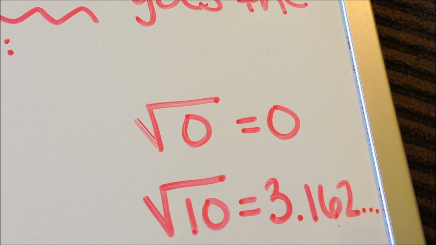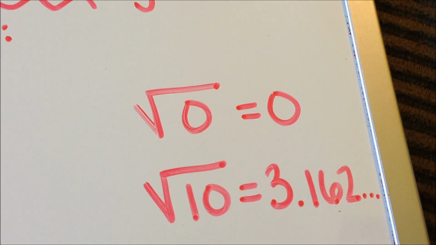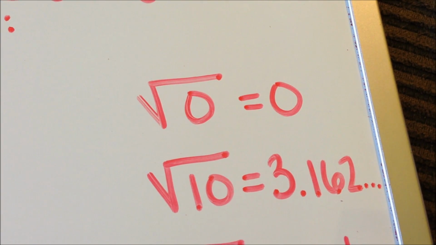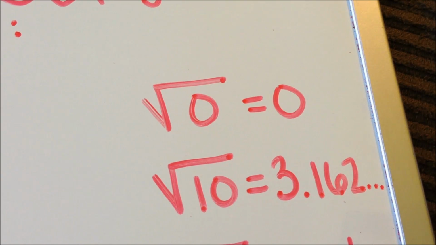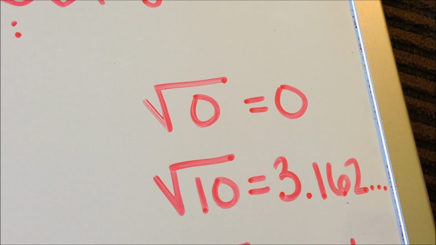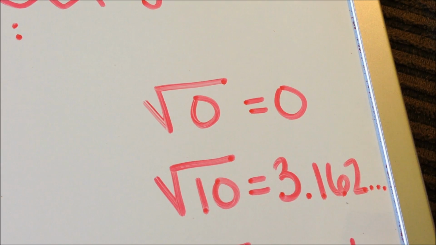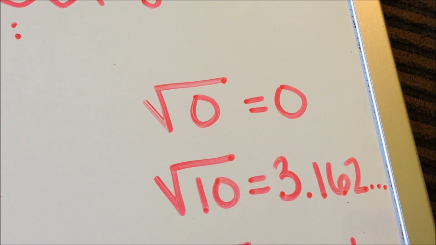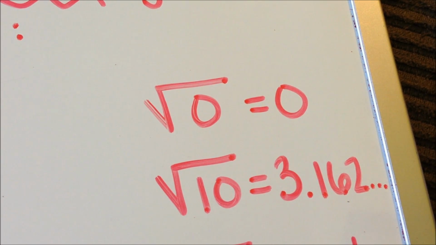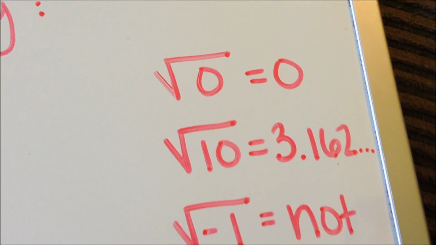The square root of 0 does equal 0. What about the square root of 10? What times itself equals 10? Well, it's not a whole number. If you type the square root of 10 into your calculator, you'll get 3.162, etc. This is an irrational number.